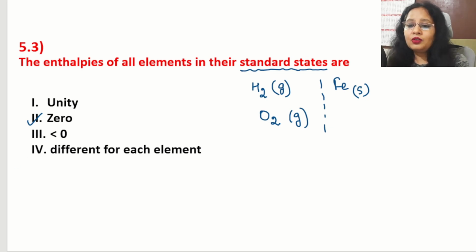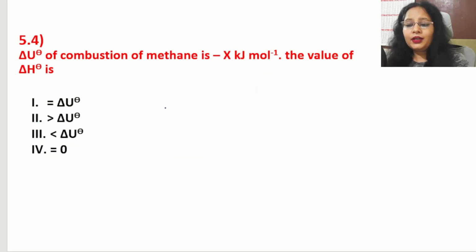Next, come to question number 5.4. Delta U standard of combustion of methane is minus x kilojoule per mole. The value of delta H standard is? So we have to find the value of delta H, and delta U standard is given.